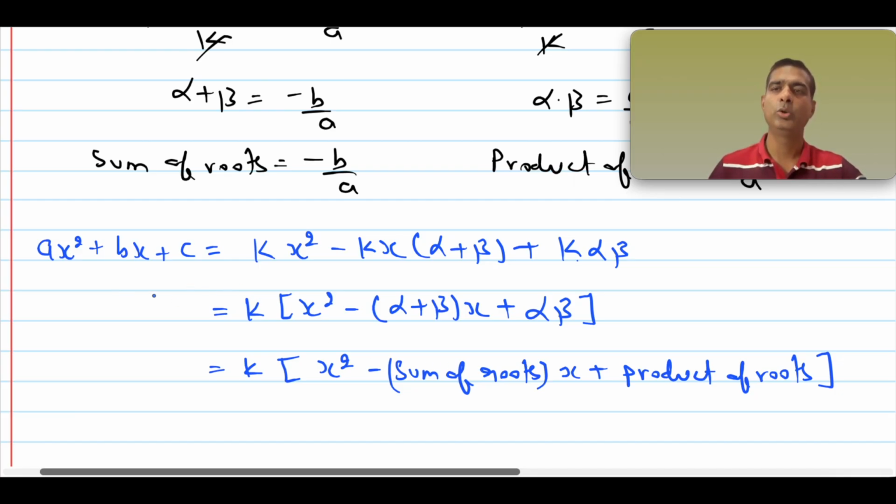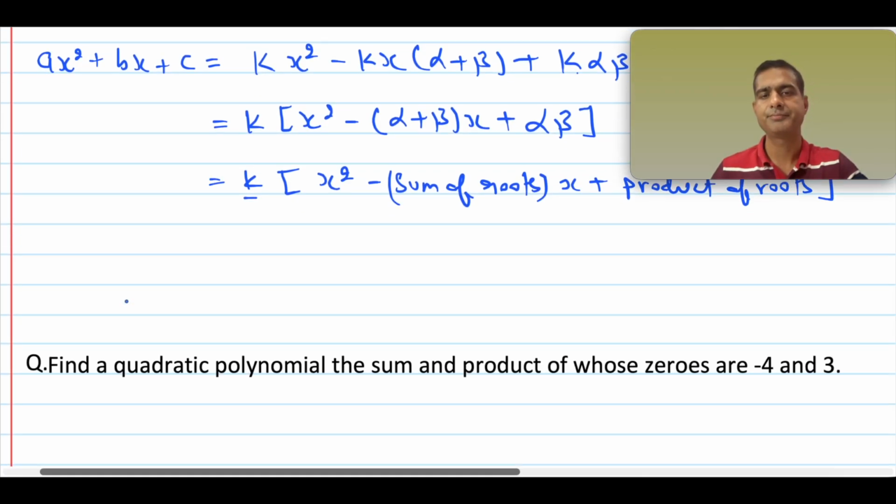So if I know the two roots of ax square plus bx plus c, I can write this quadratic polynomial as k times (x square minus sum of the roots into x plus product of the roots). There will be infinite number of polynomials which will be having the roots alpha and beta. And to find this particular quadratic equation, there will be some condition given in the question, and by using that we need to find out the value of k. So let us try a problem based on this concept.